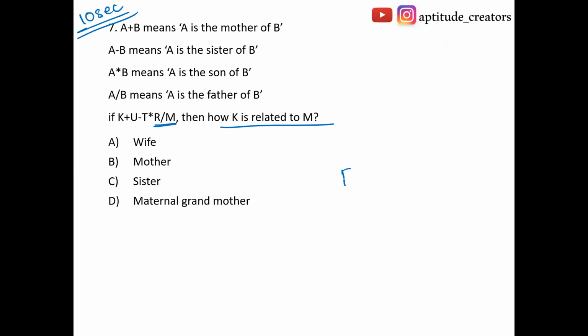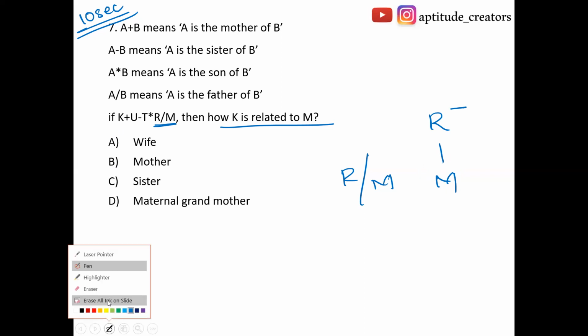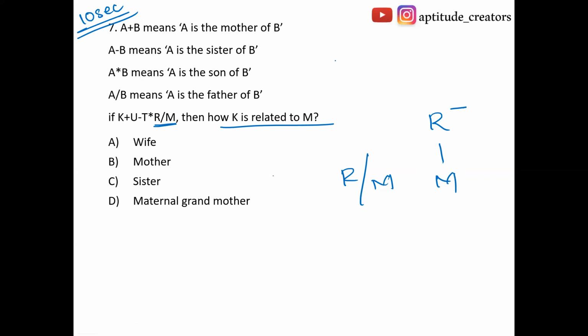What is R by M? R is the father of M. Correct. Now here, if R is the father of M, we are not getting the gender of M. How is K related to M? How can we solve? We have to solve entirely. If the person were asking how M is related to K, we could say the answer is cannot be determined. But here they are asking how K is related to M.